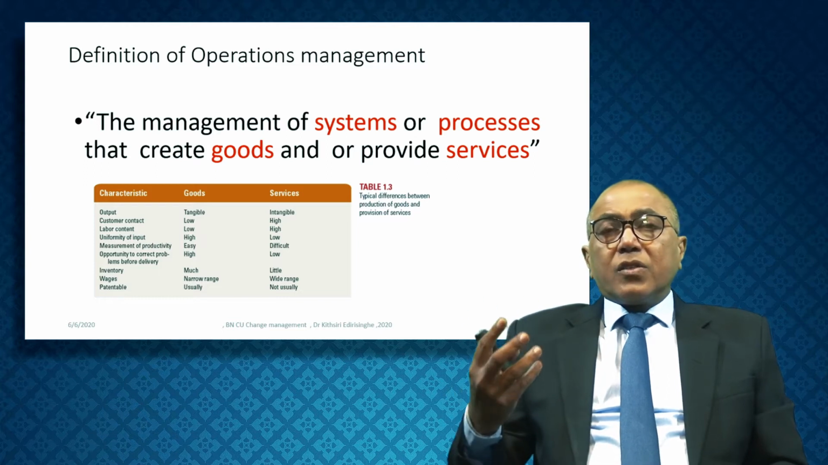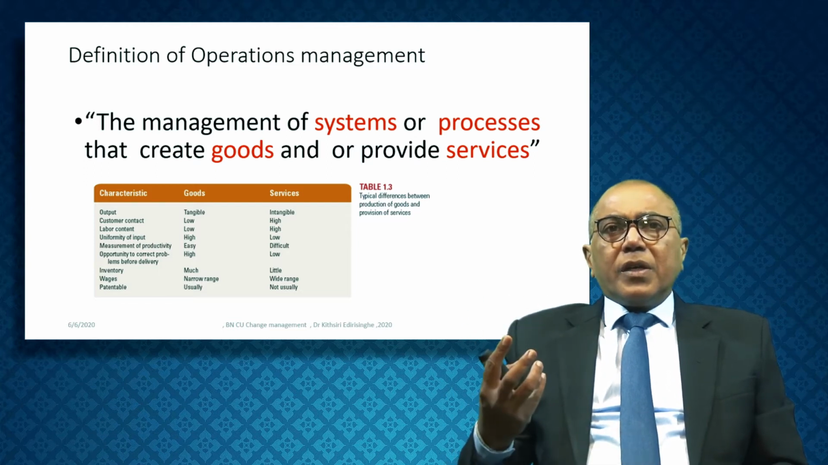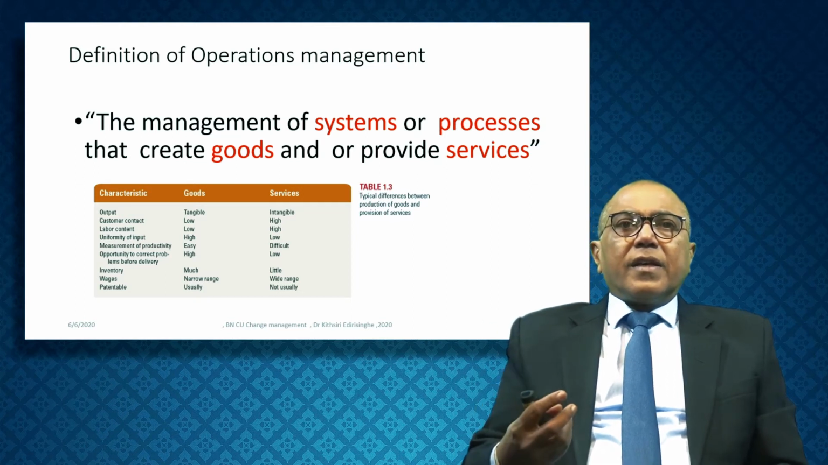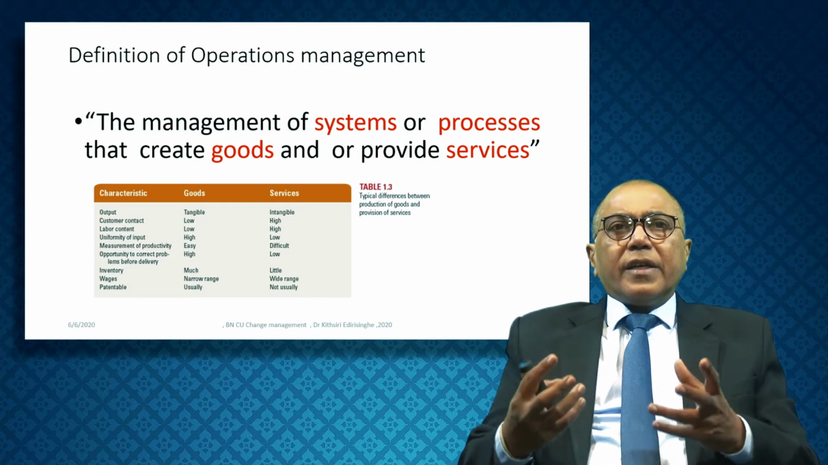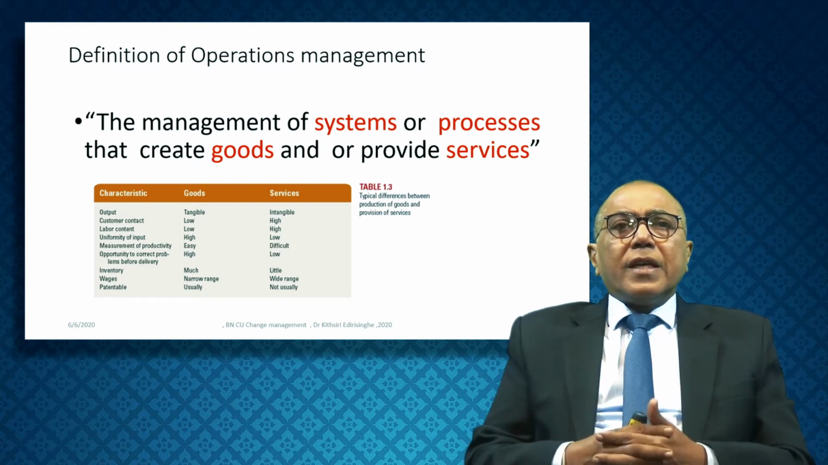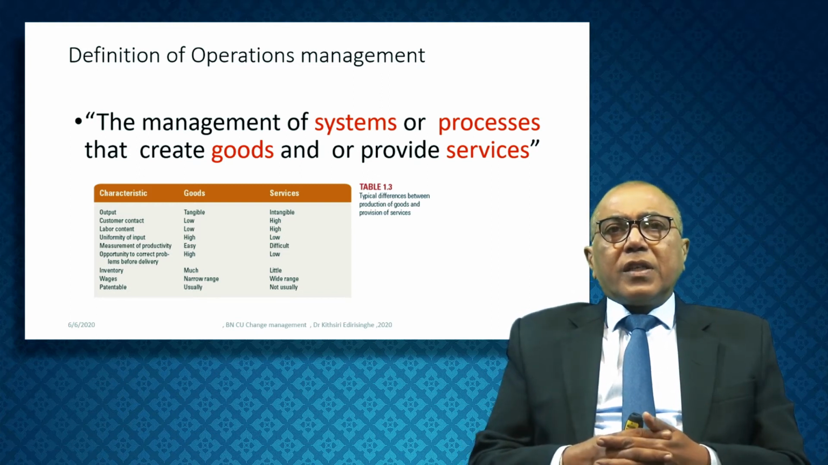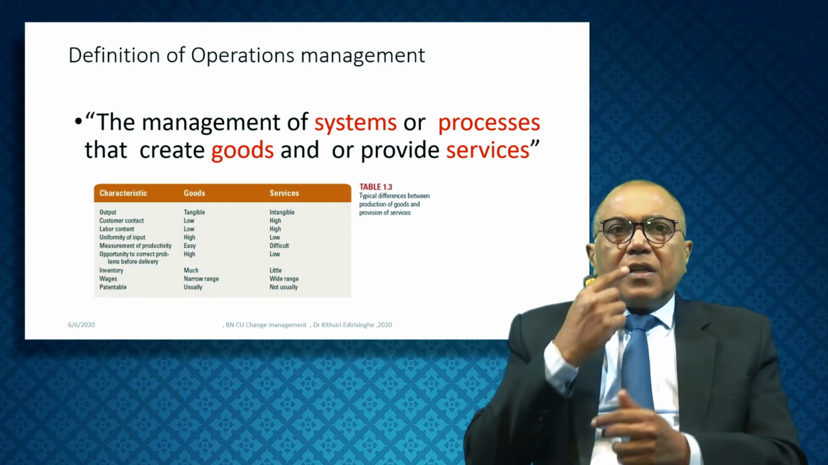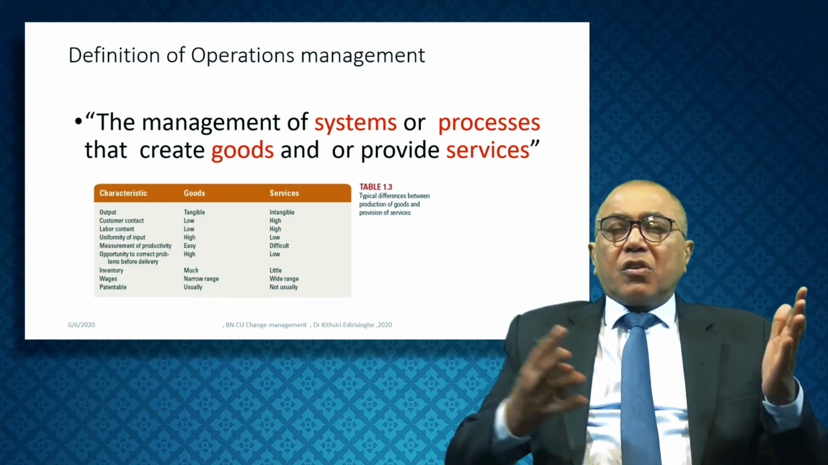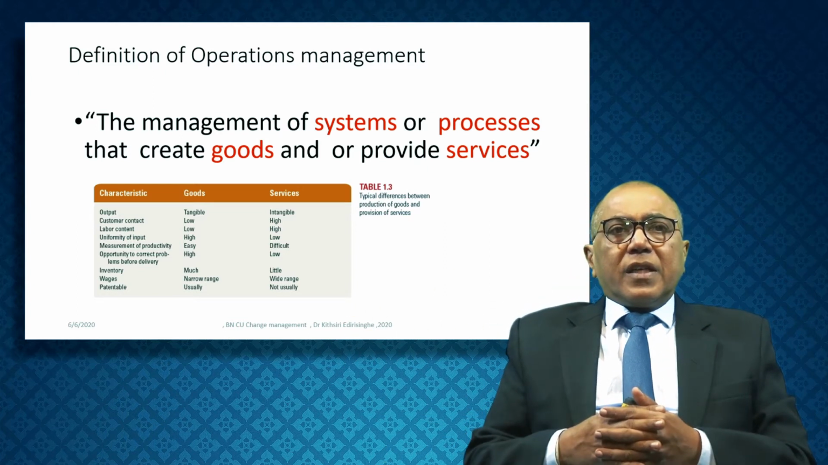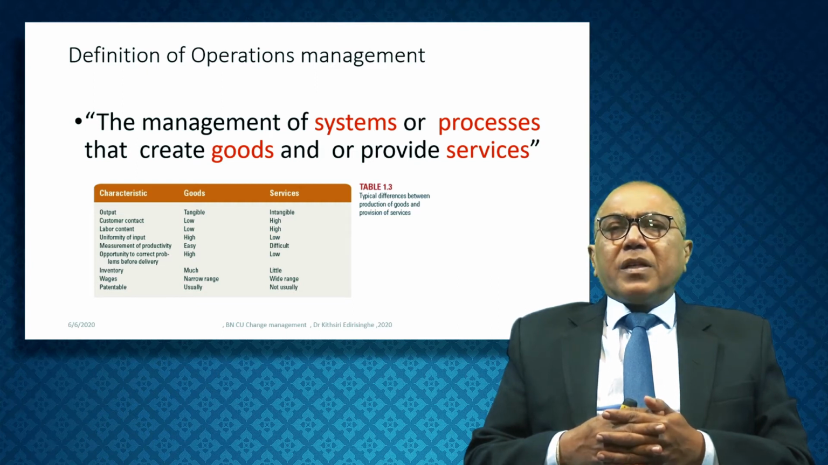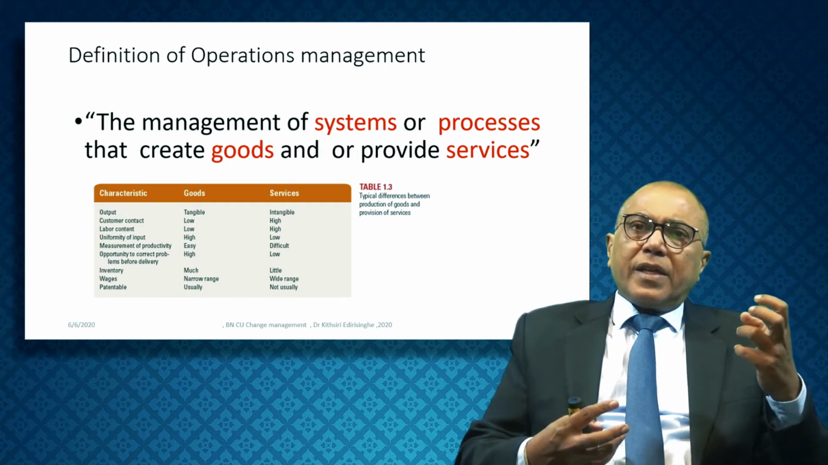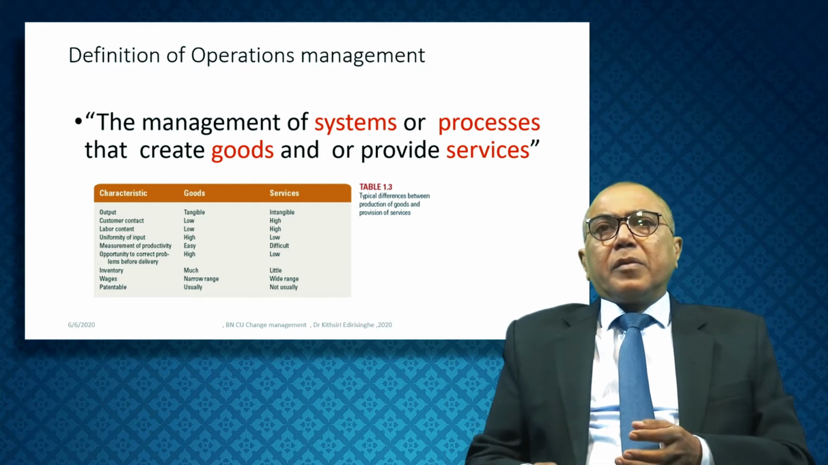Customer contact is very high in services, and labor content is very high. Uniformity of input is low. Measurement of productivity is difficult, and the opportunity to correct problems before delivery is very low. When you go there, only then do you realize. Inventory is very little, and wages have a wide range, because doctors and nurses are all involved. A patent is when you have a good and can say it's mine, but services are not usually patentable.